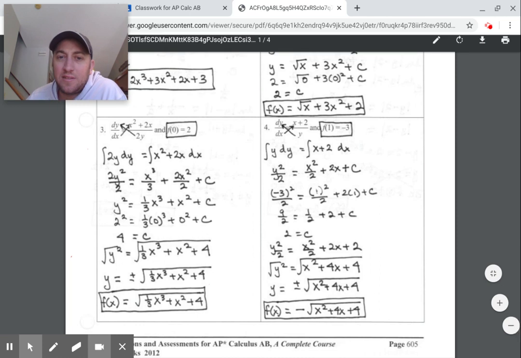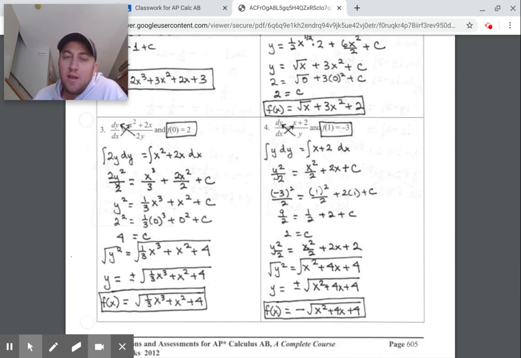Question number 4. dy over dx is equal to x plus 2 over y. First thing I would need to do is cross multiply. So that way I'm separating my variables. So I have y dy is equal to x plus 2 dx. Then I can integrate both sides.